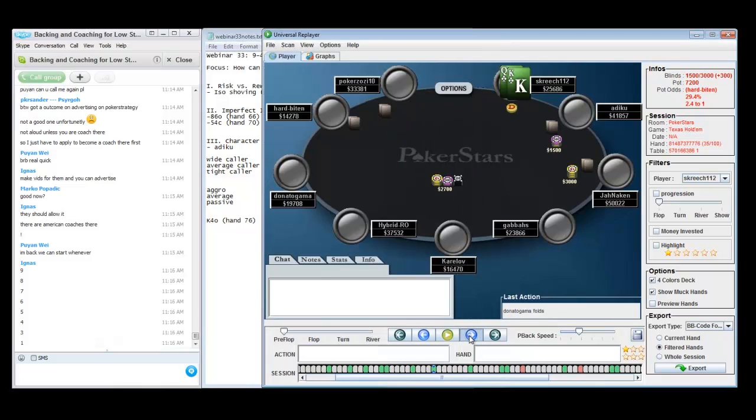So this is one of the very first hands, 9-handed. A guy shoves. It folds around to you on the button. What are your thoughts?